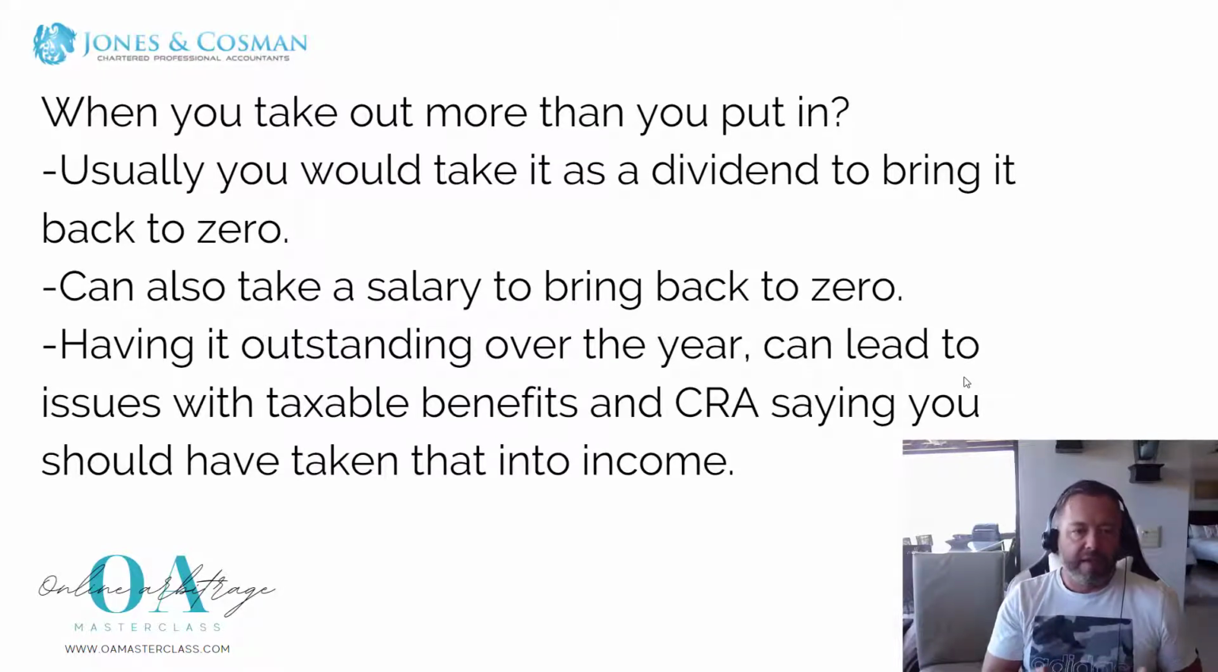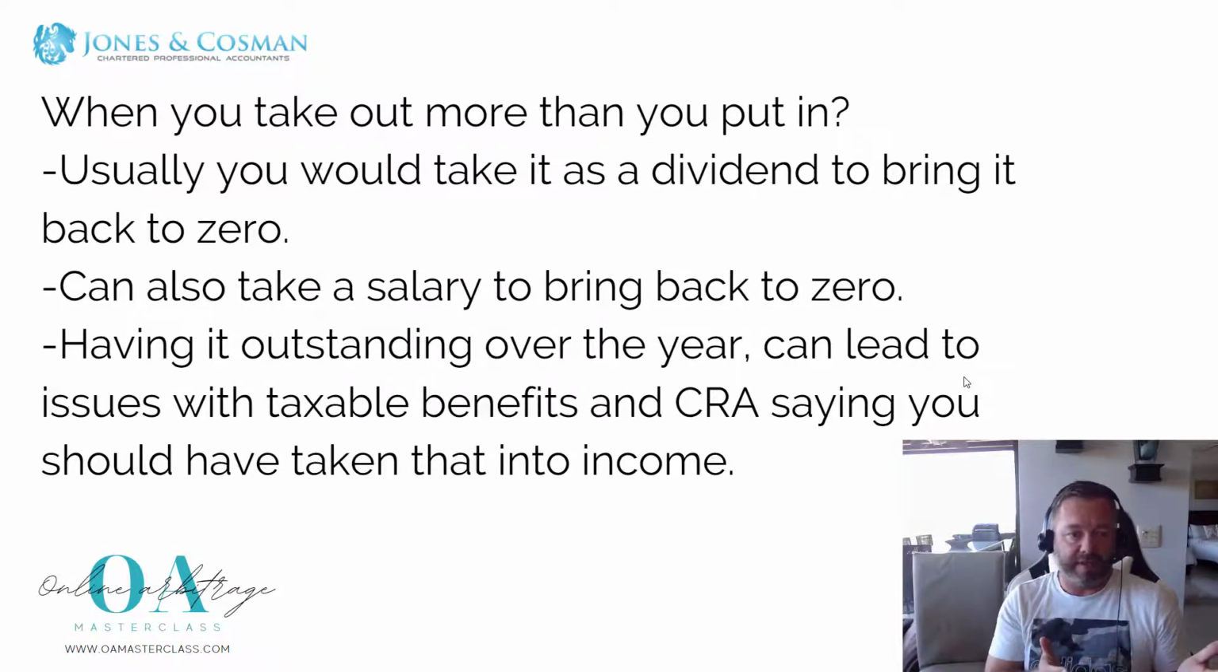Okay. So to get it back to zero, you would issue a dividend. That's another common practice. So at the end of the calendar year, December 31st, you say, okay, have you taken out more than you put in? Yes, I took out an extra $10,000. Well, we make an entry to pay out a dividend of $10,000. You issue a T5 slip, and that's submitted on your personal taxes and uploaded to CRA. That gets it back to zero. The other thing is you could take a salary for whatever is outstanding.